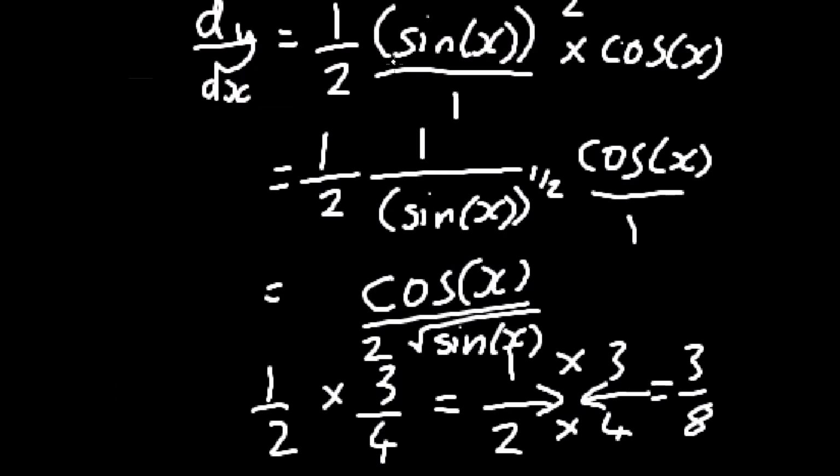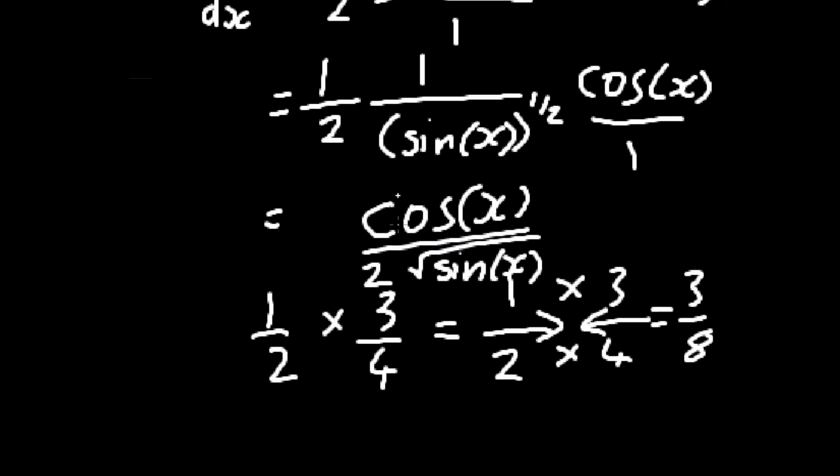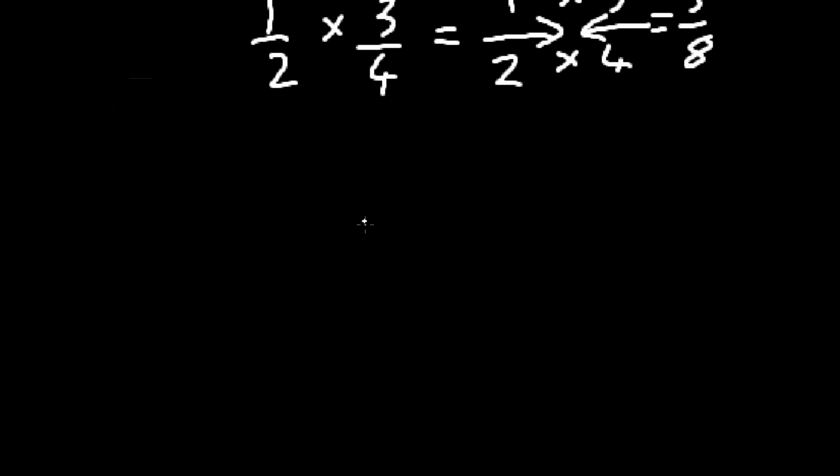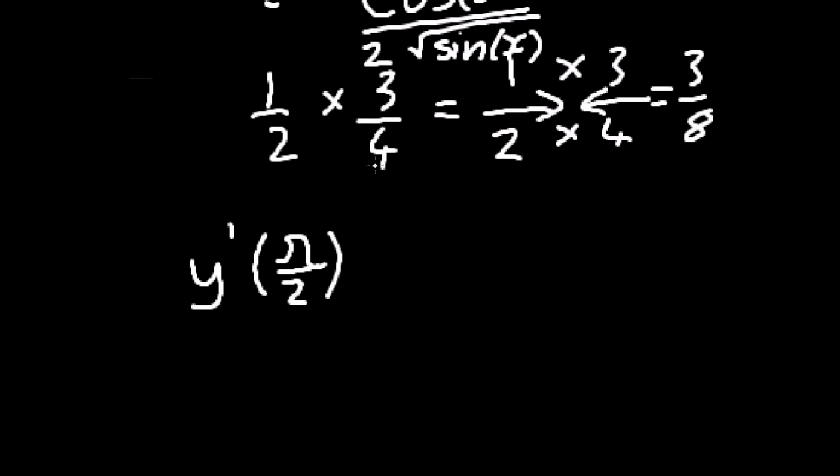Cool. So that's not the whole answer. It is asking us to find the value when x is equal to 90 degrees, so pi on 2. So we have to then substitute that into all of it. So we've got to evaluate this thing.